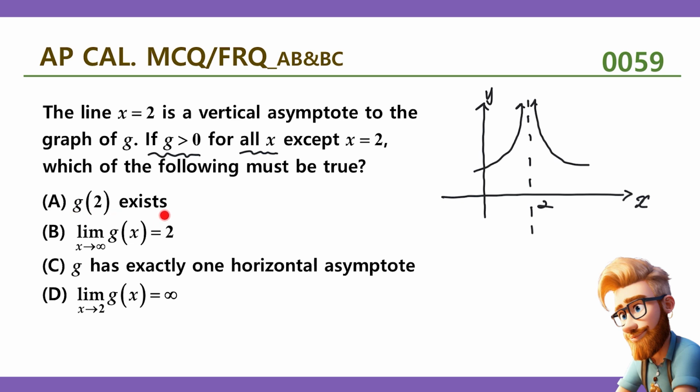Okay, answer choice A. g of 2 exists. No, that's not true, right? Because we have a vertical asymptote at x equal 2. That means g of 2 is not defined. So that's not true.